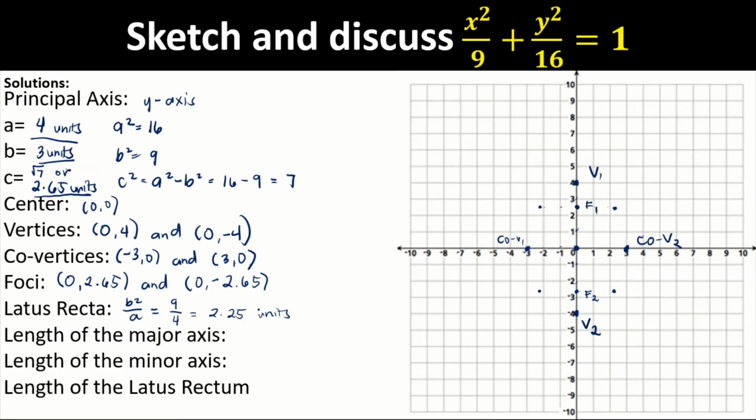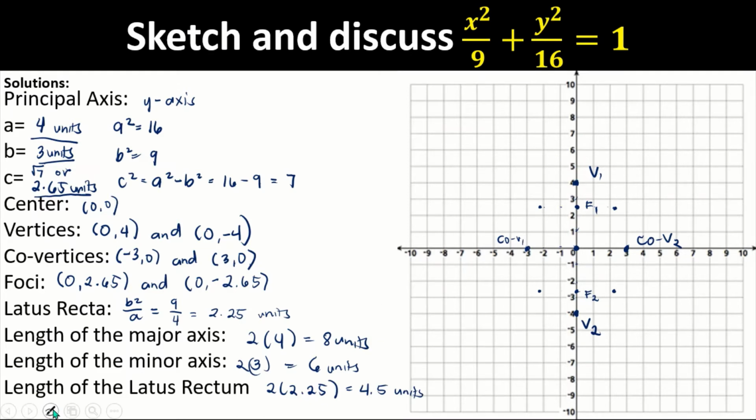And the length of the major axis ay magagaling kay A times 2. So, 2 times 4 equals 8 units. And then the length of the minor axis, we have 3 times 2, doblehin lang natin, we have 6 units. And doblehin lang natin, nakuha nating latus recta. We have 2 times 2.25. Okay, we will have 4.5 units. So, kapag na-fill up na natin ito, kaya na nating i-graph ang ellipse.